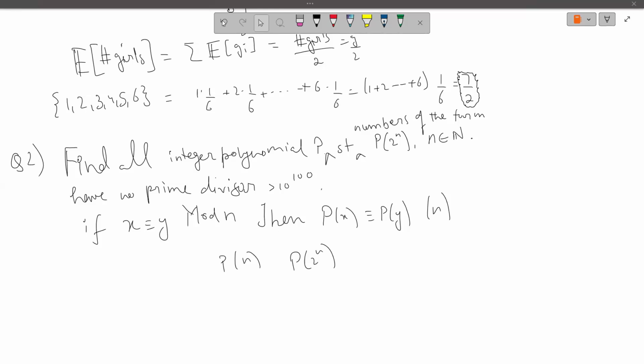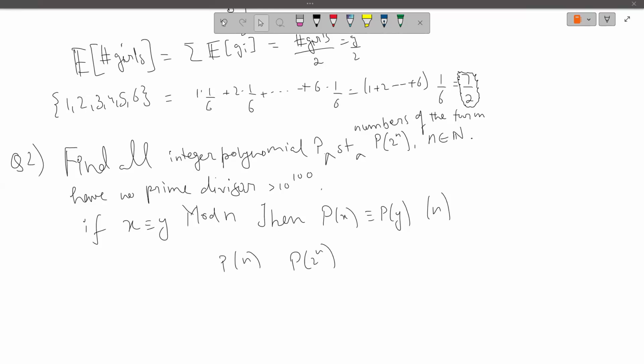Because then we can just ignore the x power. If there's some x to the power n multiplied by such a polynomial, then we can just ignore all those x's because they'll just contribute powers of 2. Yes, so you can assume P of 0 is not 0.